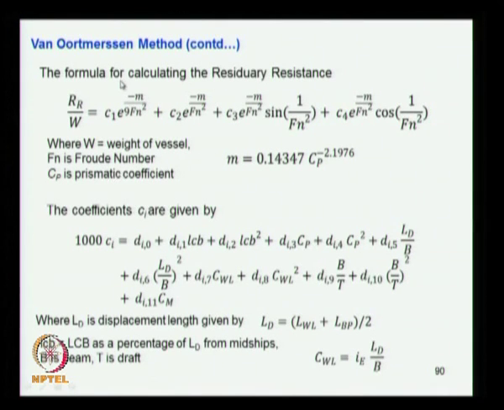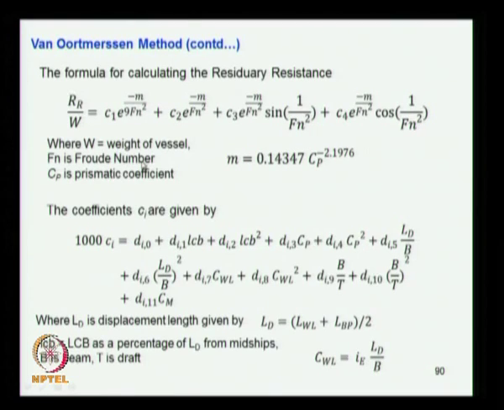As we have discussed, the total resistance using the Froude hypothesis has been split into residuary resistance and frictional resistance. Frictional resistance is usually taken from the ITTC formula, and the residuary resistance formula is presented here. The residuary resistance is non-dimensionalized with respect to the weight of the ship, both being force quantities, and is represented by this expression.